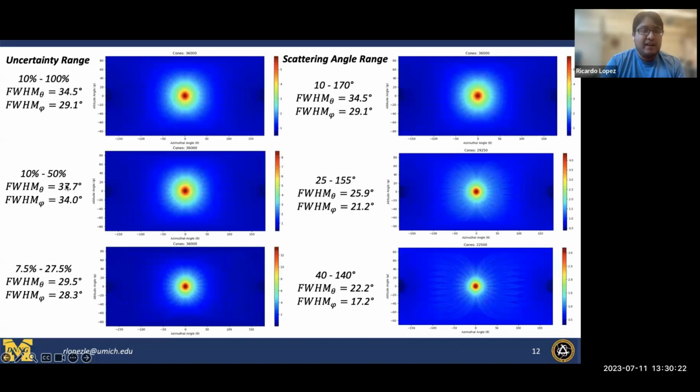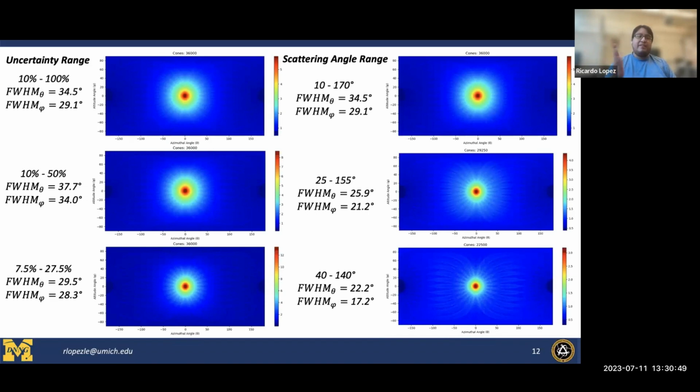Everything looks good. If you start chopping it down, though, cutting that range in half, where now your relative uncertainty is between 10 to 50, visually speaking, it still basically looks the same. If you look at the full width half max values, they're not all that different, really, from the first case. So even cutting the uncertainty range in half didn't really appear to have that big of an impact.